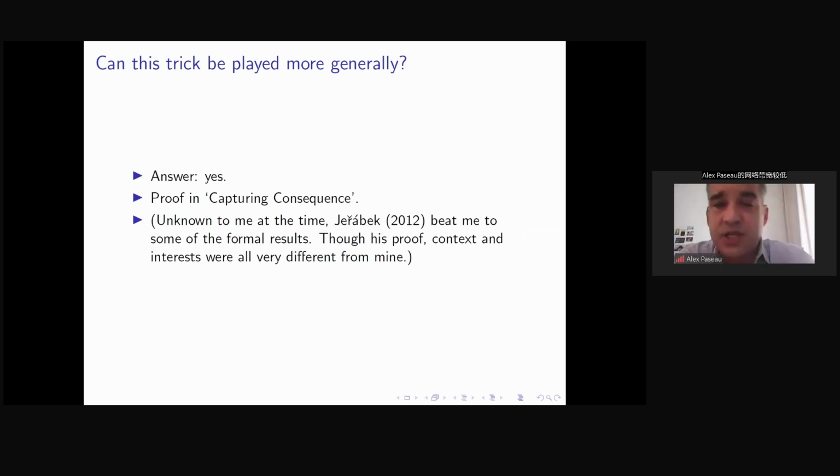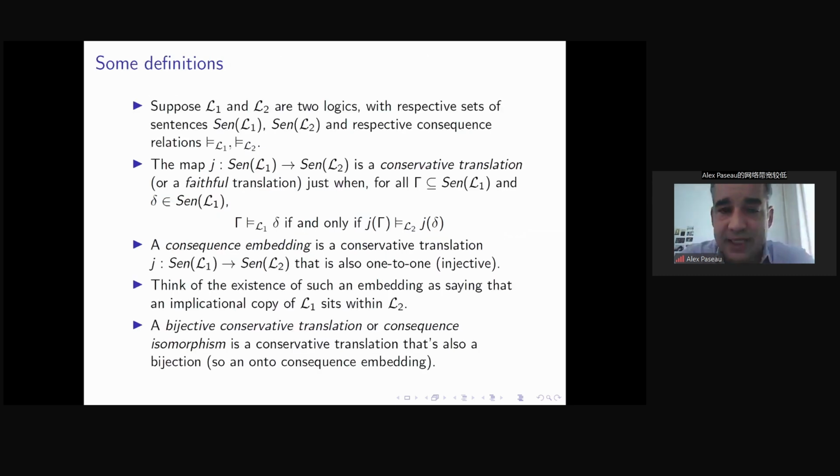So we need some definitions. Suppose you've got two logics with respective sets of sentences, Sent(L1) and Sent(L2), and they've got two different consequence relations: the consequence relation of L1 and the consequence relation of L2, ⊨L1 and ⊨L2. Then a map J from the set of sentences of L1 to the set of sentences of L2 is a conservative translation, or a faithful translation, just when for any Γ and Δ, where Γ is a subset of the sentences of L1 and Δ is a sentence of L1, Γ implies Δ in L1 if and only if J(Γ) implies J(Δ) in L2.